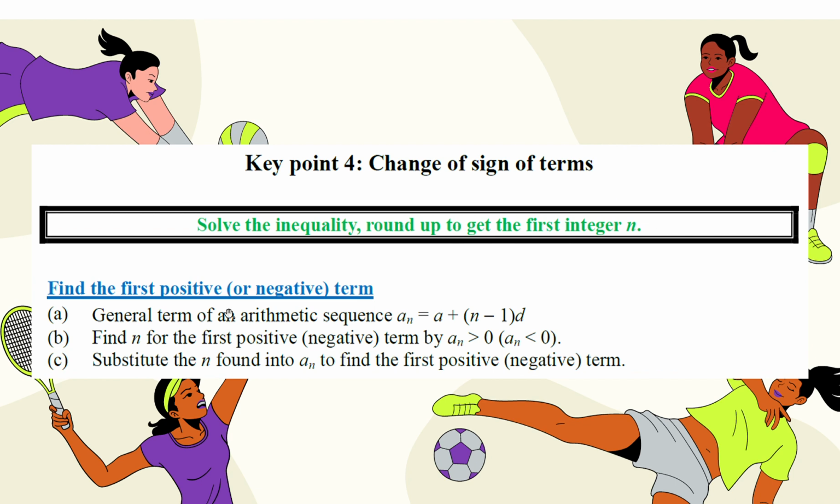For example, you have the general term of the arithmetic sequence a_n equals a plus (n minus 1)d. If before it is always negative, you want to find the first positive term, or if it's always positive before, you want to find the first negative term. So set up the inequality, larger than or smaller than 0, solve for n, round it up, and then you'll find the first positive or negative term.